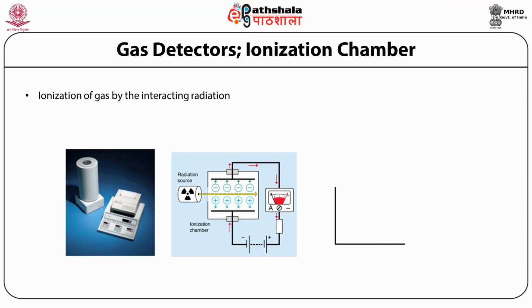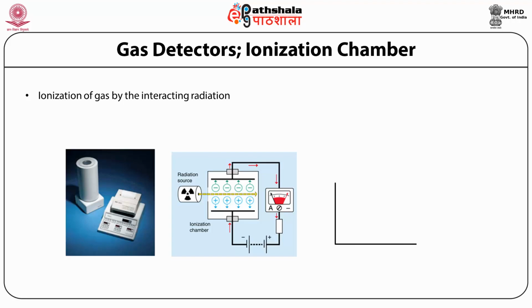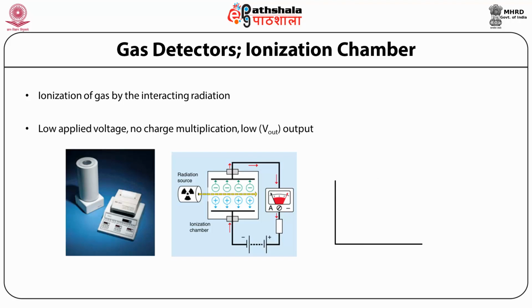Gas detector, ionization chamber. We will look into the ionization chamber or ionization kind of detectors. They are the simplest kind of gas detectors, operated at low voltage. When the biasing voltage is applied, ionization of gas takes place due to the interaction of radiation. What are the observations? Since the applied biasing voltage is low, no charge multiplication takes place. Primary electrons generated by the incoming radiation get collected on the anode. So output voltage is usually low.